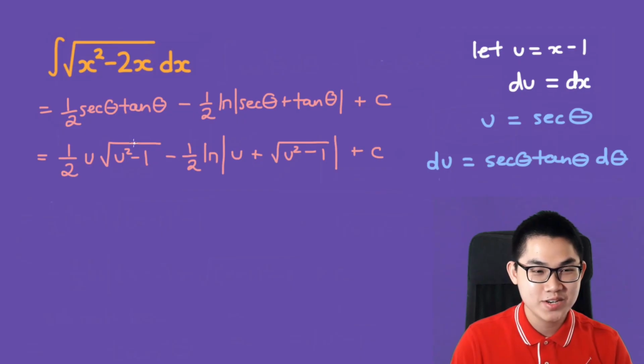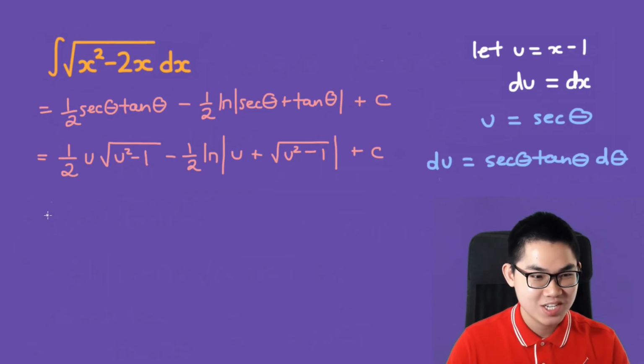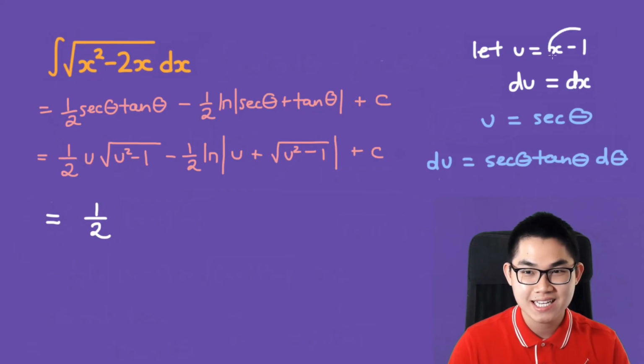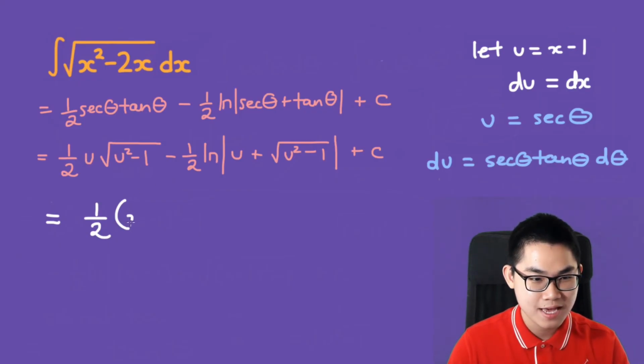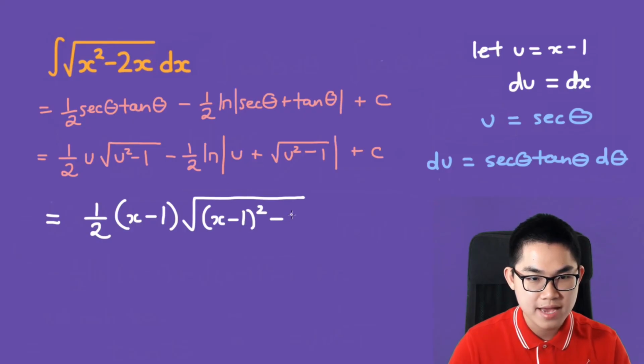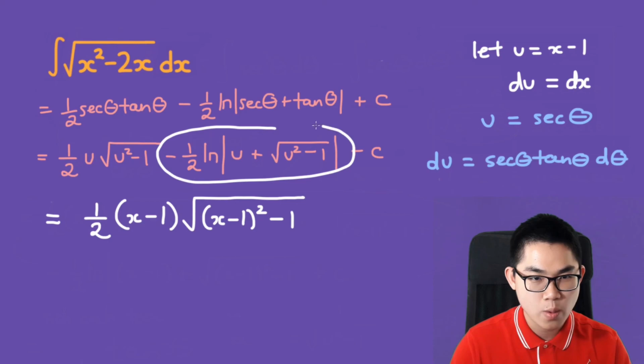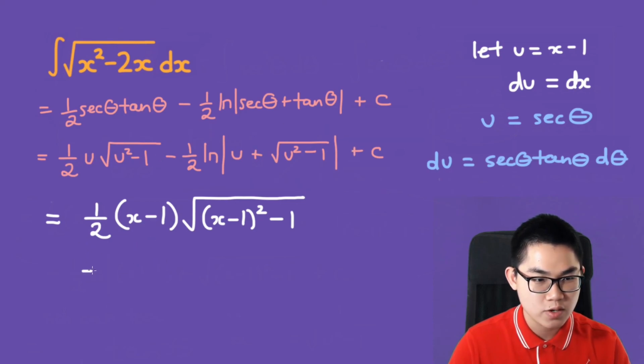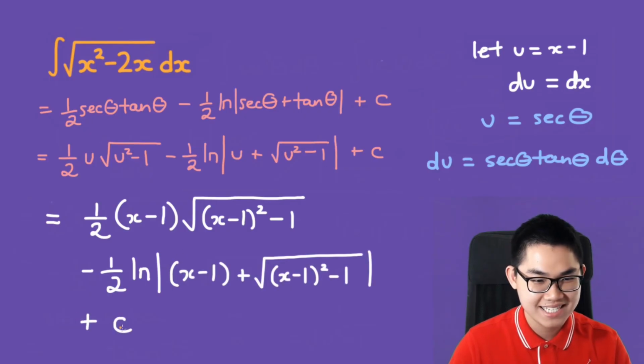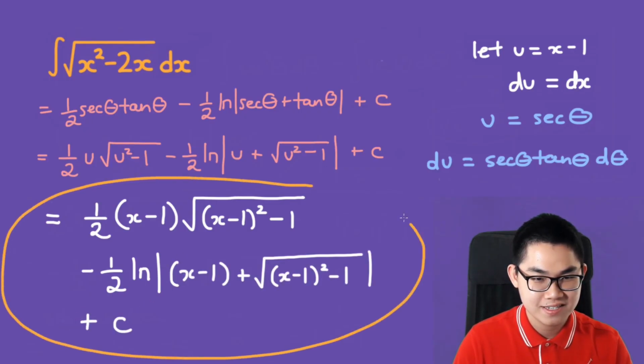The last step is to convert the u back into the x, because our original integral is in terms of x. So we have 1 over 2 times u. And what is u? Well, u is x minus 1. So times x minus 1 times the square root of u squared, which is x minus 1 to the power of 2, then minus 1. And then we also have to subtract 1 over 2 times ln. Let's write it down here. So minus 1 over 2 times the ln of the absolute value. Now let's go ahead and convert all the u's to the x in here. And plus c. So this right here is our answer.